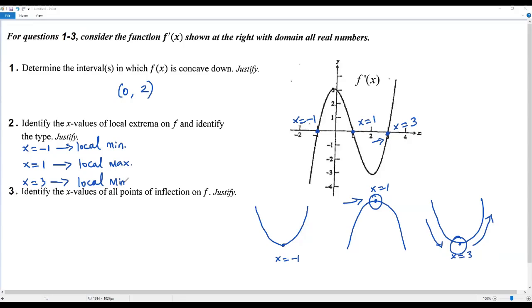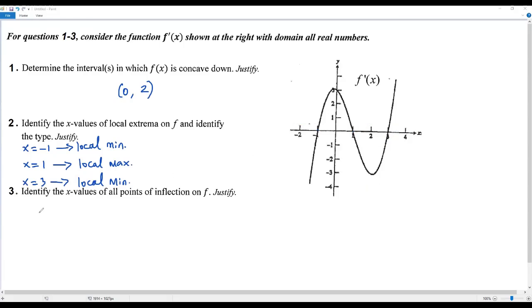Let me write this over here. Okay, now we have finished answering question 2. Now let me erase some stuff over here and answer question number 3. Identify the x values of all points of inflection on f. Justify. That is, we have to find the values of x where we have points of inflection for the graph of f of x.